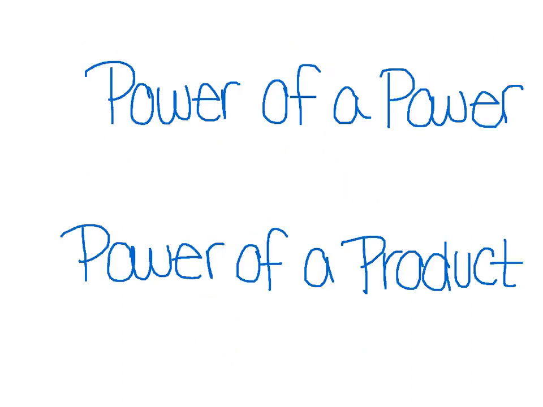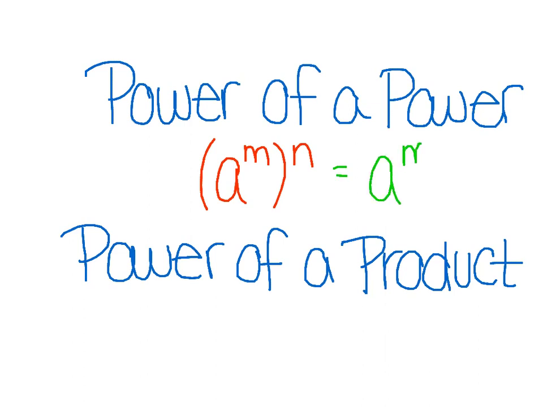The first rule is the power of a power. Power meaning a whole thing of exponents. The rule is going to be a to the m, to the n. This is my power right here, and I am taking it to another power. So, power of a power. When we have that, we're going to be taking a to the m times n. So rather than adding, we're going to be multiplying our exponents.